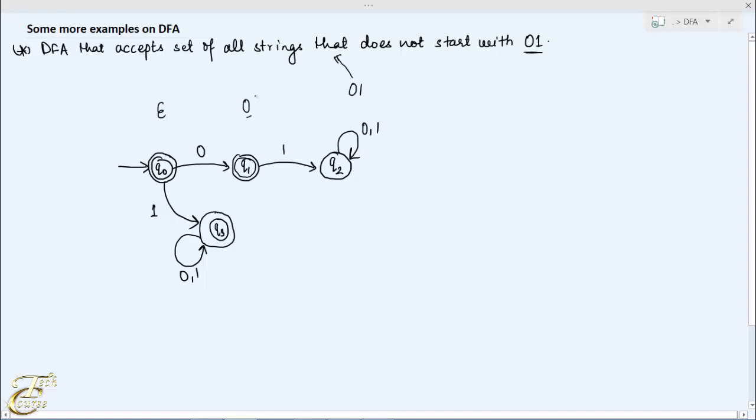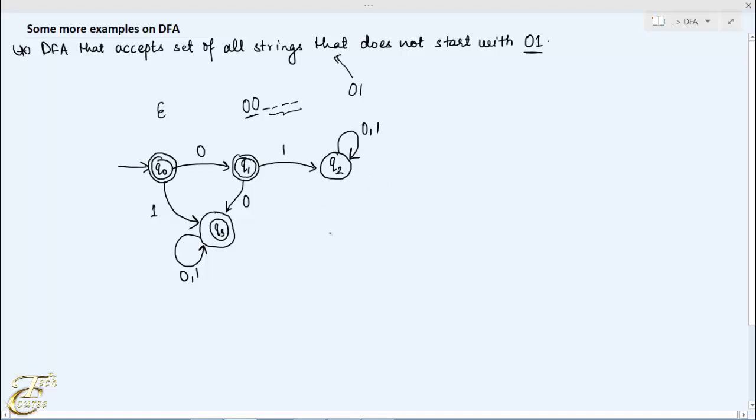Now, if the machine reads another 0 from the q1 state, then this string should also be accepted. That's why we make this transition on 0. Now, whatever comes after this 00 should be accepted. That's why this transition works for these symbols. As we see, we have defined all the possible transitions. Therefore, this is our final DFA for this language.